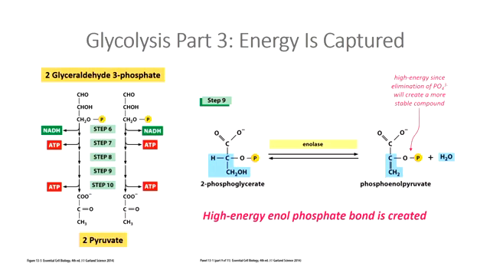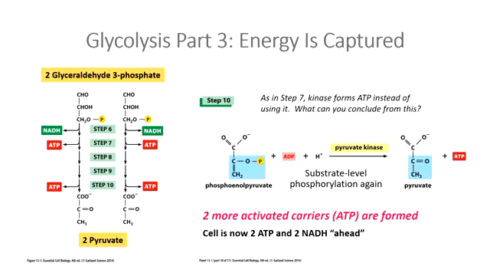That means that you can actually transfer a phosphate from that to ADP to make ATP, and it's energetically favorable. And so that's what's going to happen in step 10 of glycolysis. You're going to take that phosphoenolpyruvate, you're going to split that unstable linkage here, you're going to transfer the phosphate to ADP to make ATP, and that's going to leave you with pyruvate. And so now we have completed the process of glycolysis.